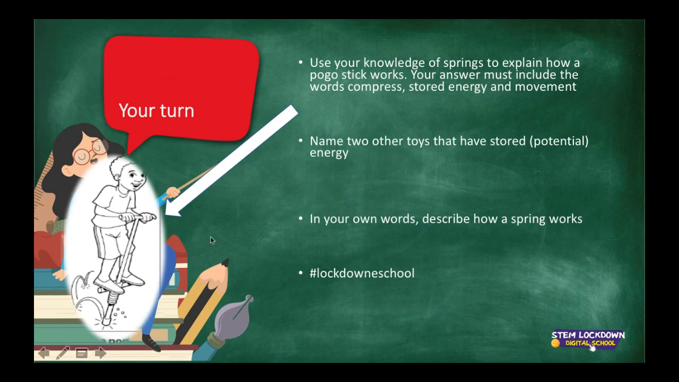Okay, let's look at the boy playing with a pogo stick. As I have mentioned earlier, a pogo stick on the bottom has a spring, and you just have to hop or jump on top of a pogo spring, then it will produce potential energy. Then it will move from one place to the other, depending on the direction that you desire to go to, okay? Then the first question is, use your own knowledge of springs to explain how a pogo stick works. Your answer must include weights, compress, stored energy, and movement. Okay, I will give you time, guys, for you to answer.